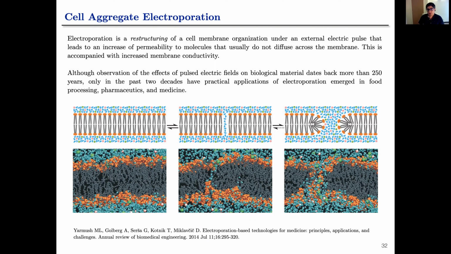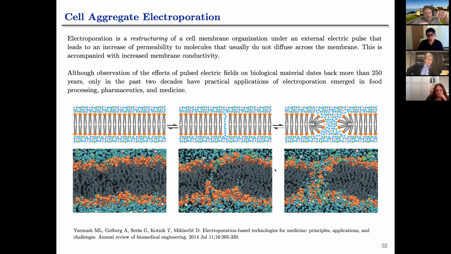It's basically a restructure. So let's say you have a cell membrane, right? And you apply an electric field. And because of the electric field, there will be a pore created on the surface of the membrane, and this pore will start to grow over time. And this schematic here shows what happens.